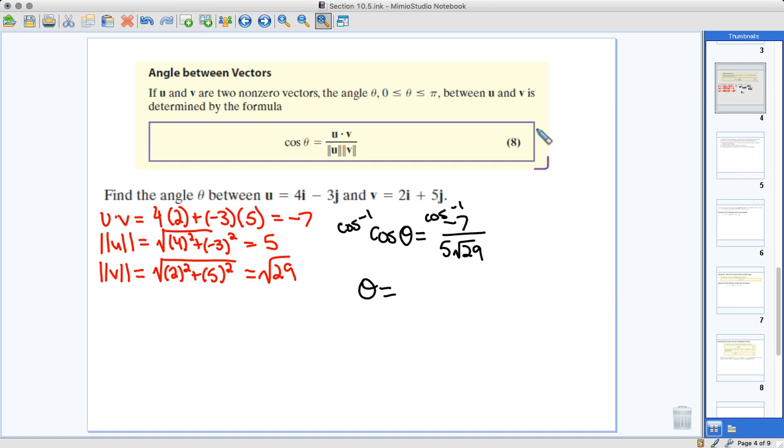So I'm going to do cosine inverse of negative 7 divided by. Now, please make sure you put 5 times the square root of 29 in parentheses. Otherwise, it's going to do negative 7 divided by 5 and then multiply that. That's the one thing that I'm going to tell you have to make sure to do. So you get 105.1 degrees, or 105, whichever one you want to put.